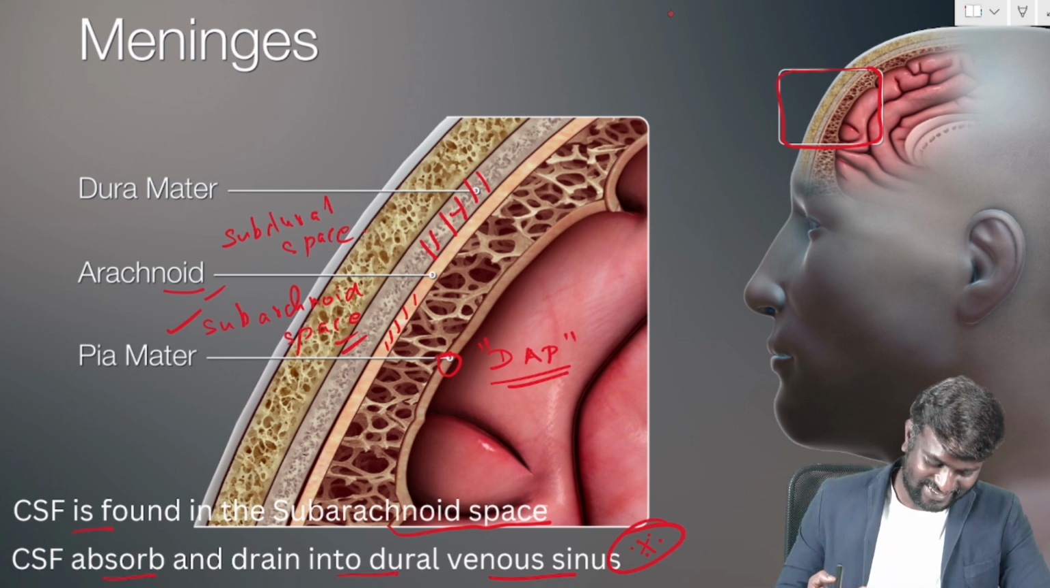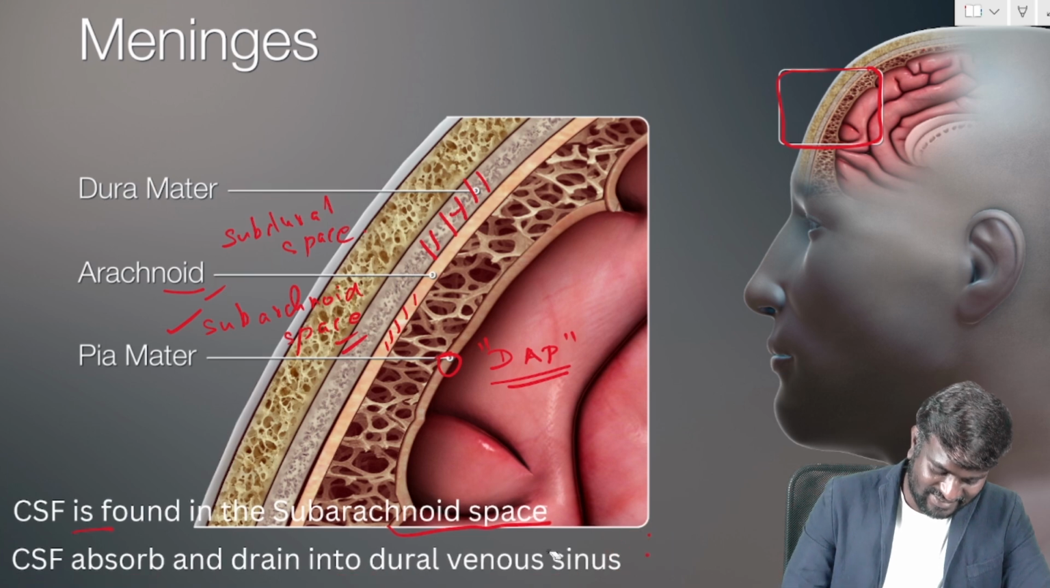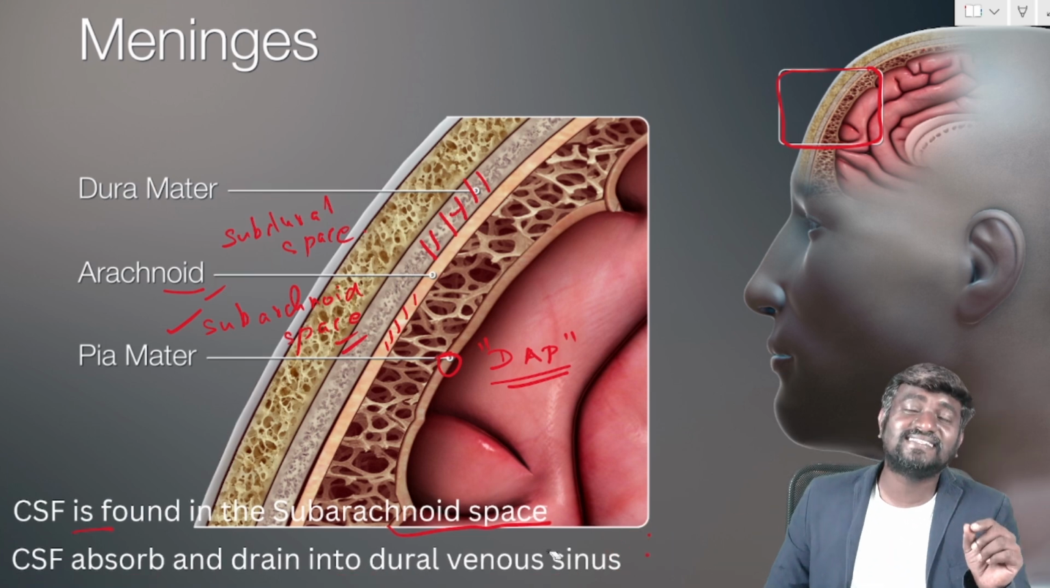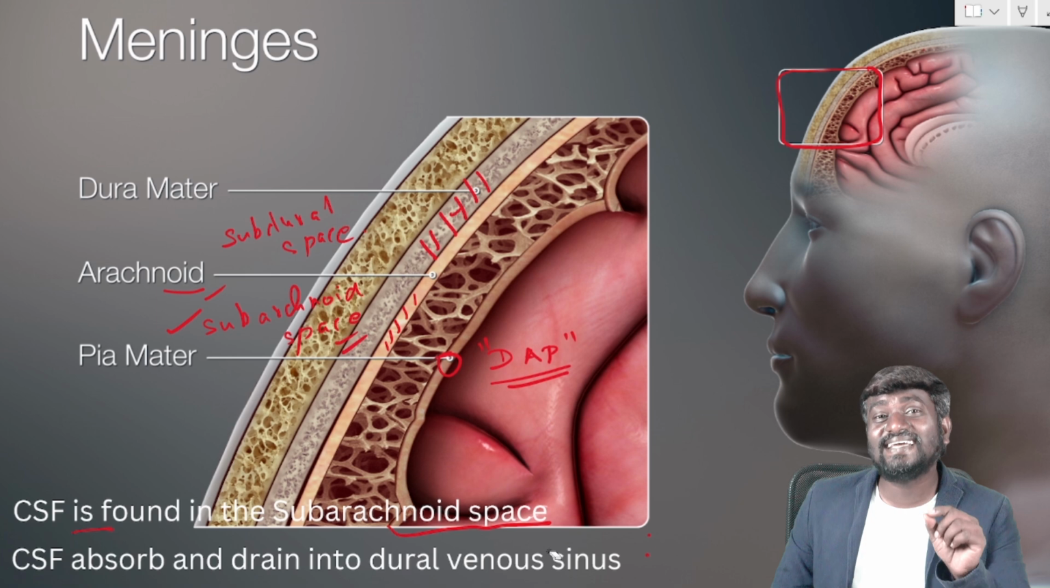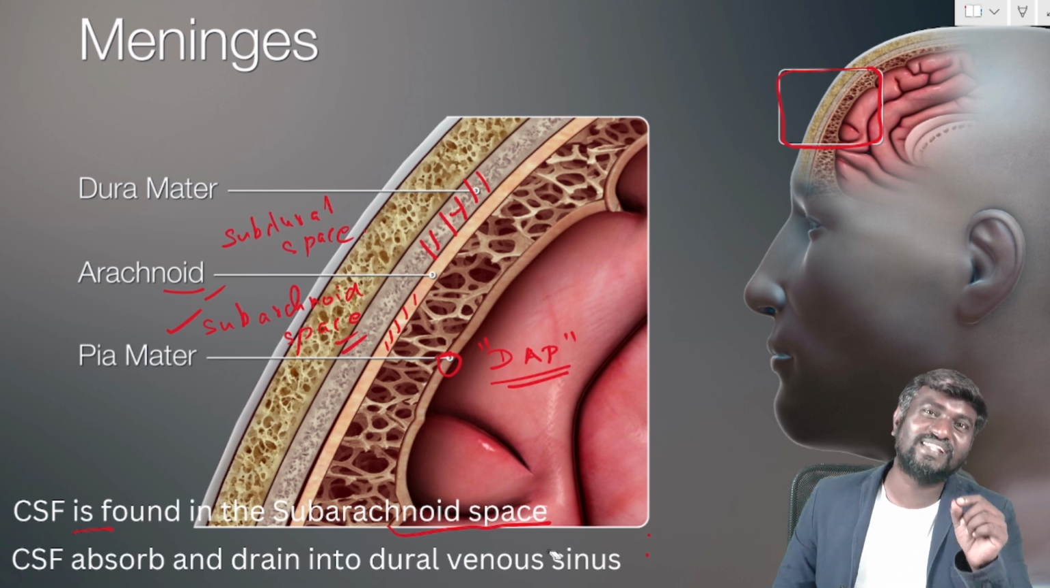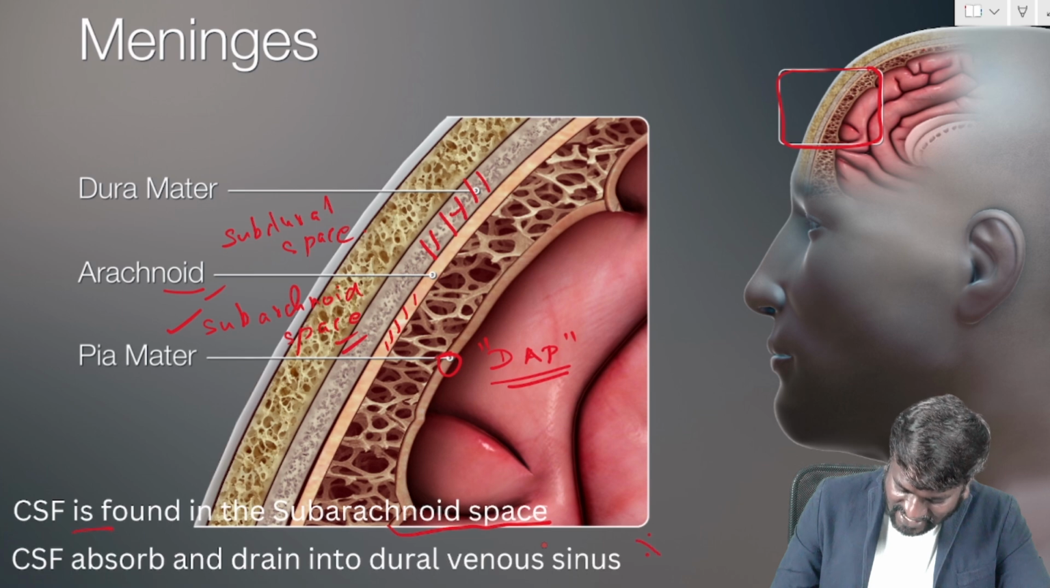Good. CSF absorbs and gets drained into the dural venous sinus. Dural venous sinus. It's very important to know this point.